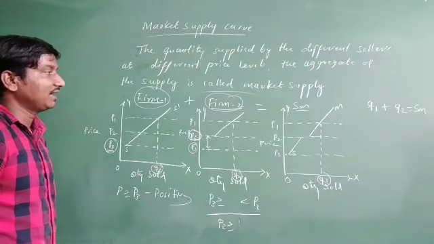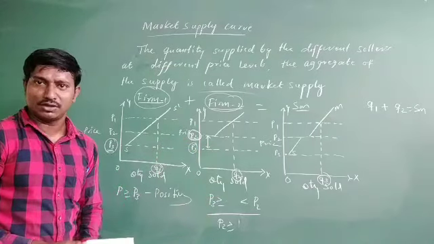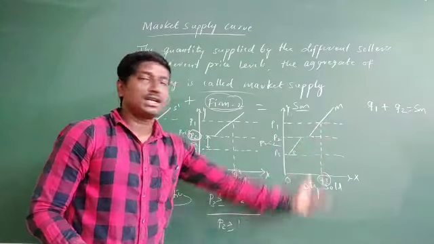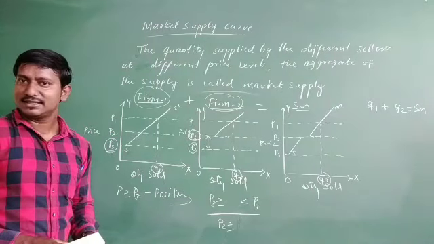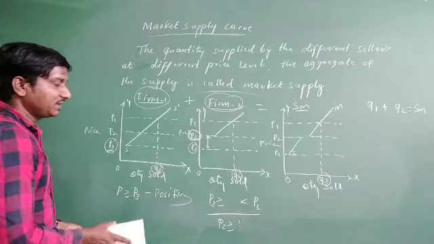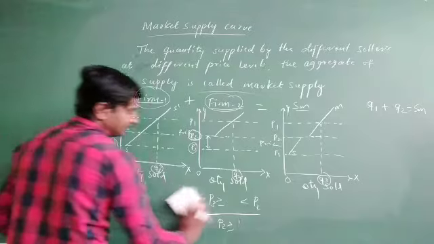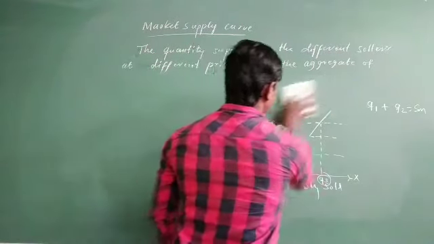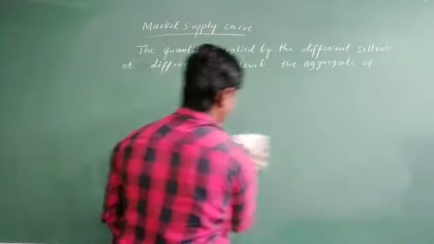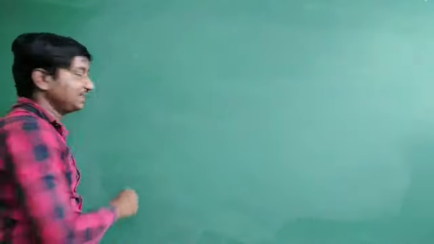Okay, so this is how we can understand the different price levels. Different sellers are going to sell different quantities, and when we add that, we will get the market supply curve. Okay, so this is about the market supply curve. Well, come to the next one. We will understand about the price elasticity of supply. Well, now we go to the price elasticity of supply.